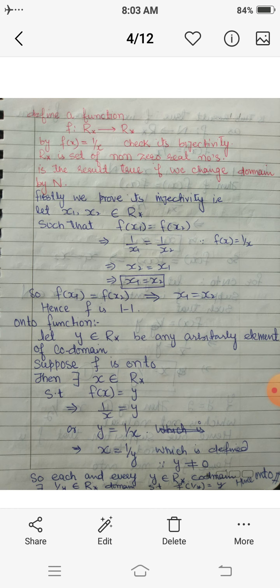Now today we are going to discuss the same, that is how to check whether the function is bijective or not. That is exercise question, this exercise 2.1.